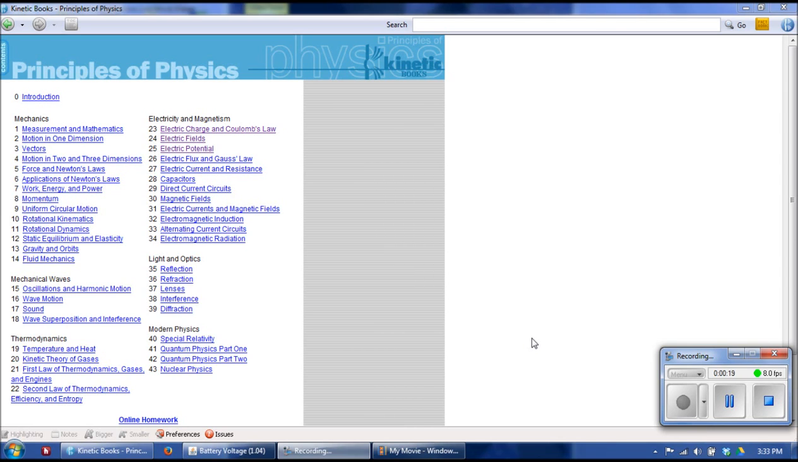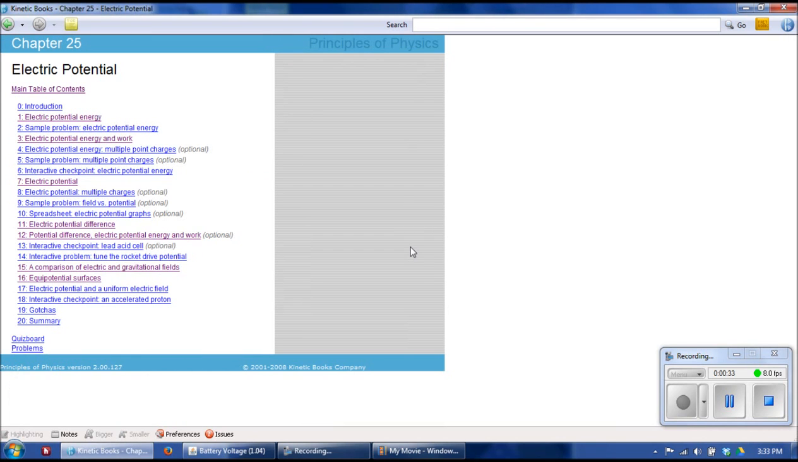I will pause it every once in a while to mention some other things about the section, but in general we're going to follow along with his drawings and his thoughts on this section. It's chapter 25 in your book, and we'll start off by talking about electrical potential energy.